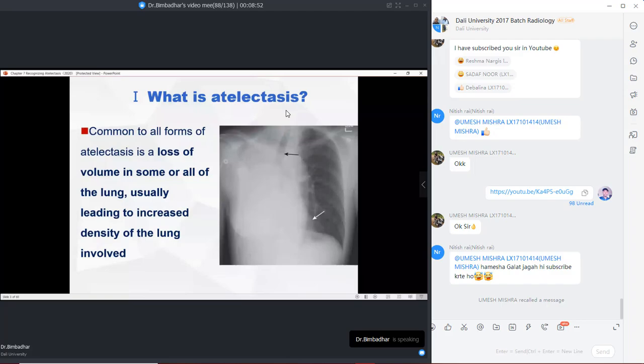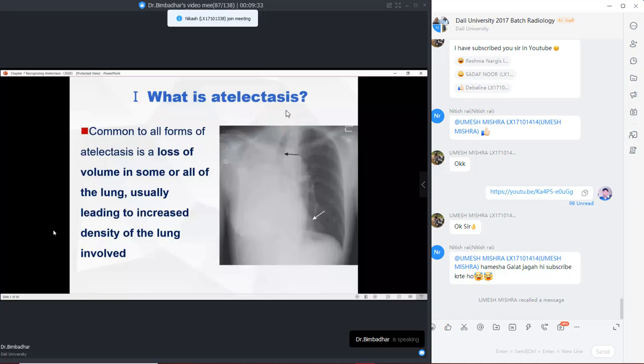Common to atelectasis is generally a loss of volume in some or all of the lung, usually leading to increased density of the lung. As simple as that. Definition-wise, atelectasis is a lung collapse, which eventually leads to loss of volume. If there is a loss of a single segment, we call it a segmental atelectasis, or segmental collapse. If a single lobe is involved, we call it lobar atelectasis.